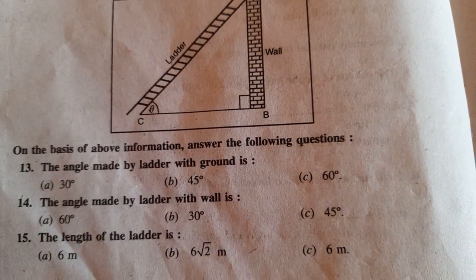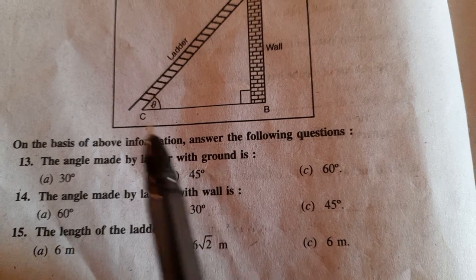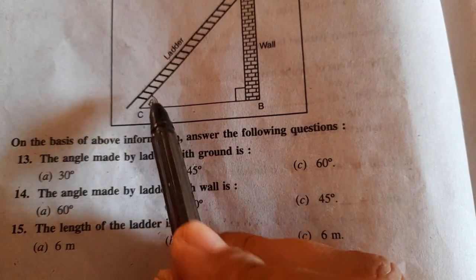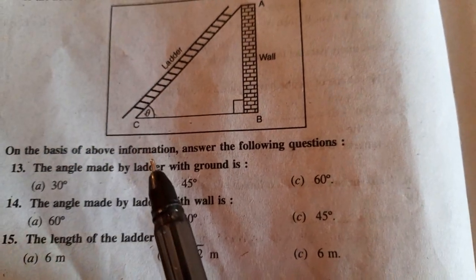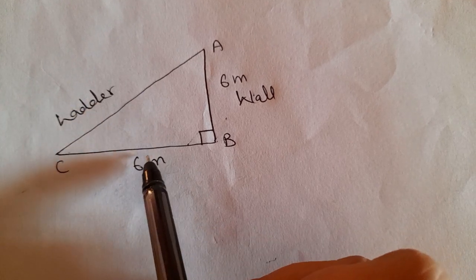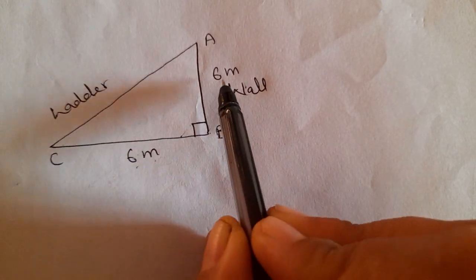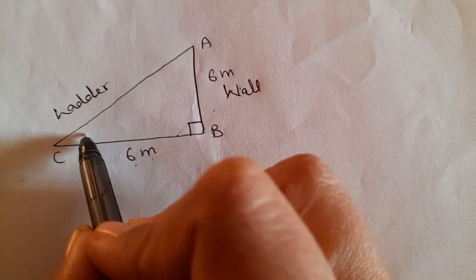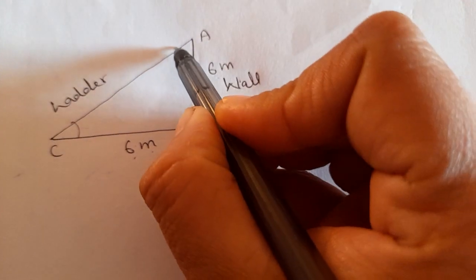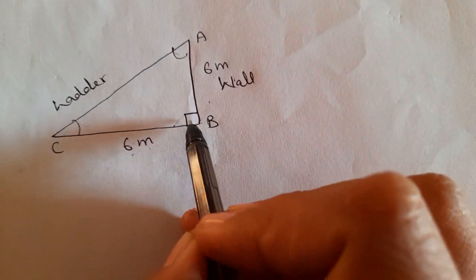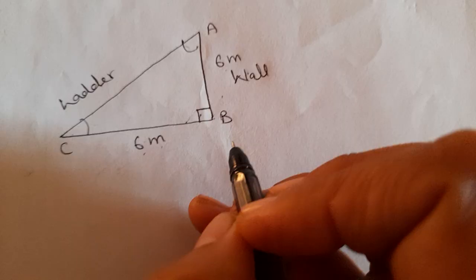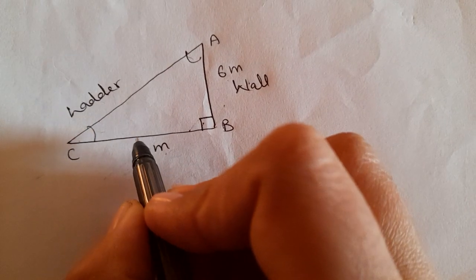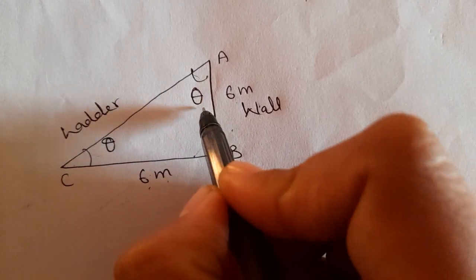The angle made by the ladder with the ground is. Now we know that here this length is 6 meter, this is also 6 meter. So this is an isosceles triangle. In an isosceles triangle, both the angles are equal. Okay, this is your 90 degree. If we assume this angle as theta, then this angle is also theta.